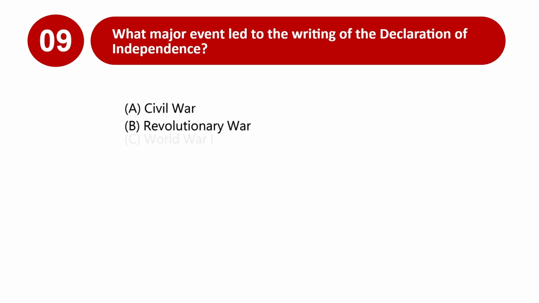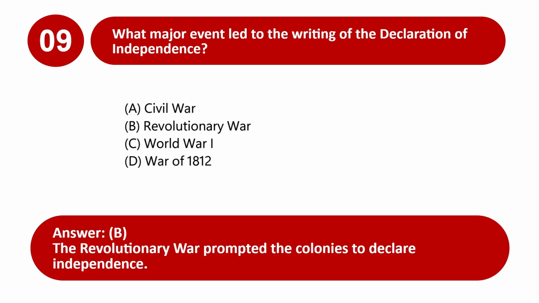What major event led to the writing of the Declaration of Independence? A. Civil War. B. Revolutionary War. C. World War I. D. War of 1812. Answer B. The Revolutionary War prompted the colonies to declare independence.